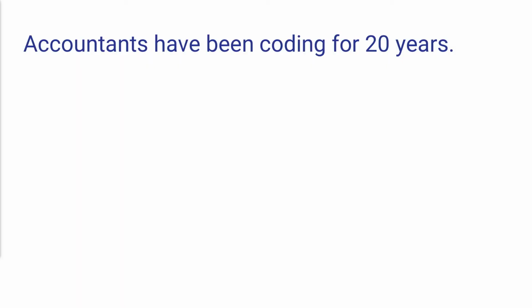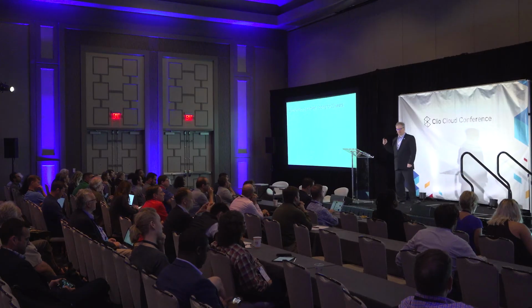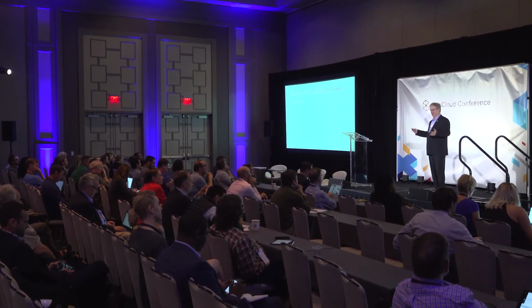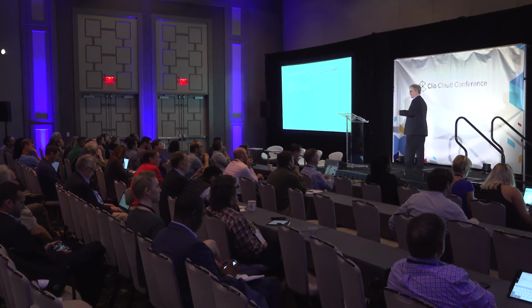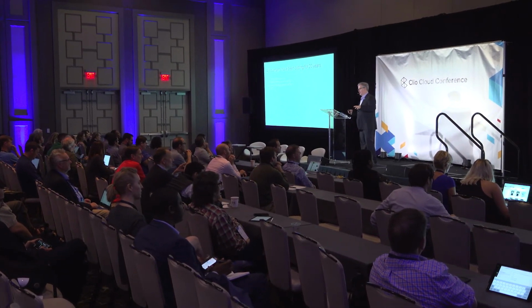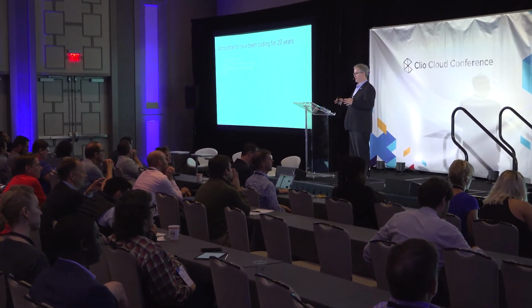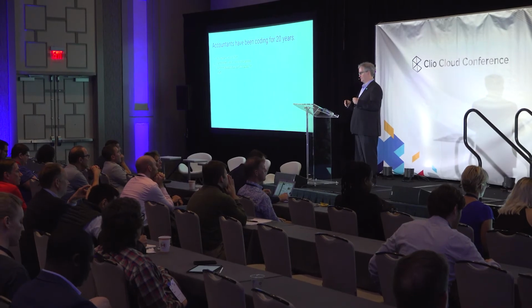Accountants have been coding for 20 years. Accountants rely on math. This is probably the part that's news. Electronic spreadsheets are an easy-to-use, general-purpose, declarative programming tool for math. You don't think of it that way. Why do you not think of it that way? Because it's easy. But the definition of programming does not include the word hard.